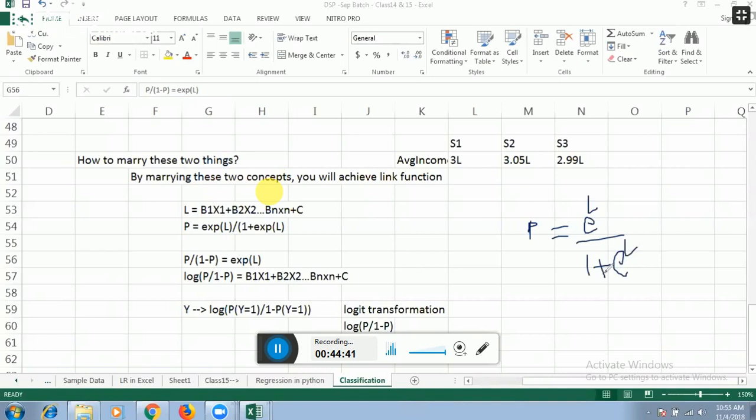So this is nothing but p into 1 plus e power l equal to e power l, right? Correct. So now, e power l, you can take to the right side. That is nothing but p equal to 1 minus p into e power l.